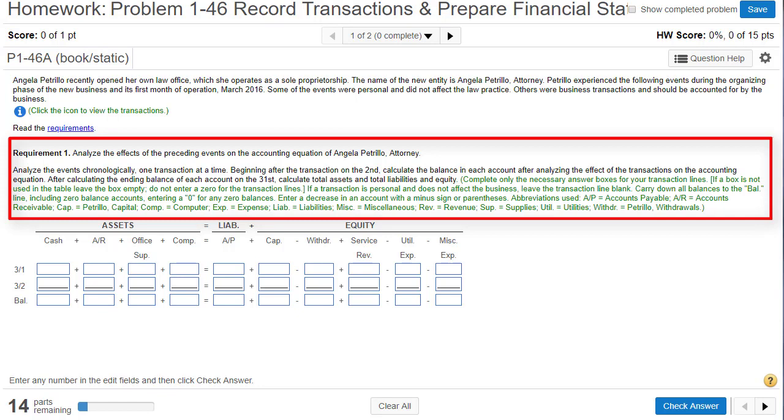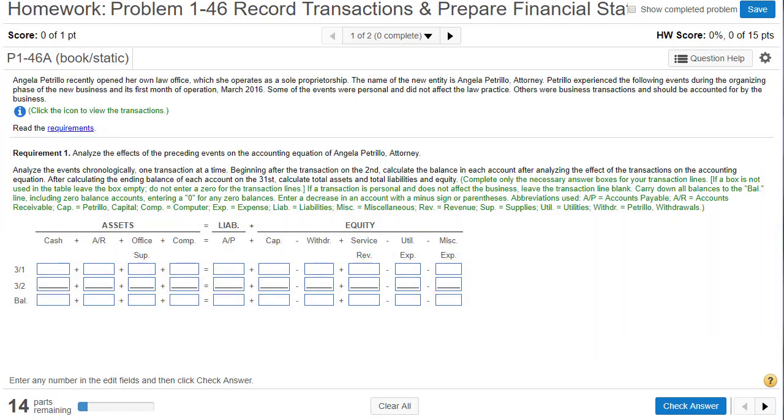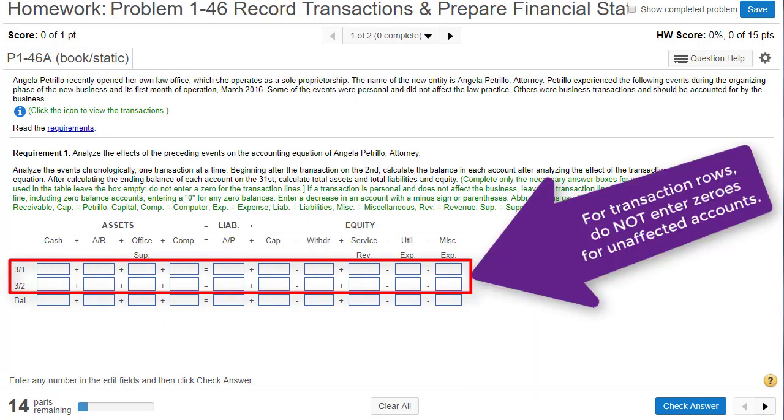Now, this is where my accounting lab gets a little bit picky. We're supposed to complete only the necessary answer boxes for our transaction lines. Anything with a date on the left of the row is a transaction row. Anything with BAL, period, is the balance row. If a box is not used in a transaction row, leave the box empty. Do not enter a 0 for the transaction lines. If a transaction is personal and does not affect the business, leave the transaction line blank.